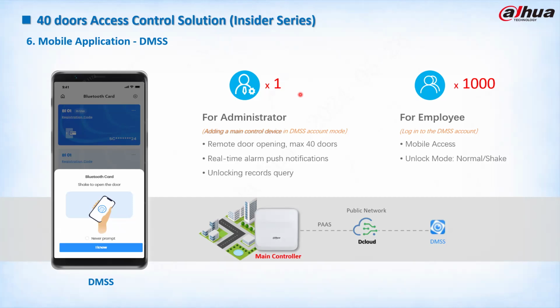Then the employees can only access the mobile device and unlock the doors. The unlock modes for accessing the doors are just the normal and the shake. So in this case, we can say that this can be used in different environments, for example, commercial or enterprise environments where we have multiple employees and you want to have each employee using this access control for accessing the different doors within different environments.